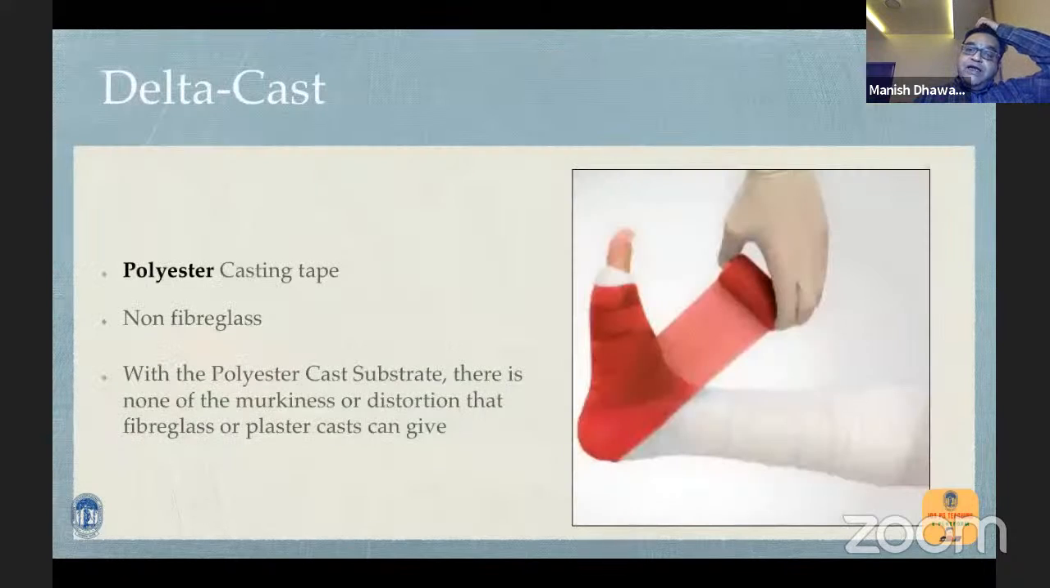So there is another variety, an advancement, which is known as Delta cast. It is a polyester casting tape, and it is not a fiberglass. With the polyester casting substrate, it basically prevents the murkiness and distortion that fiberglass or plaster cast provide. In fiberglass, if you do not mold it properly, or at the joints, you can get some distortion, but Delta cast is quite stretchable, so it prevents that.